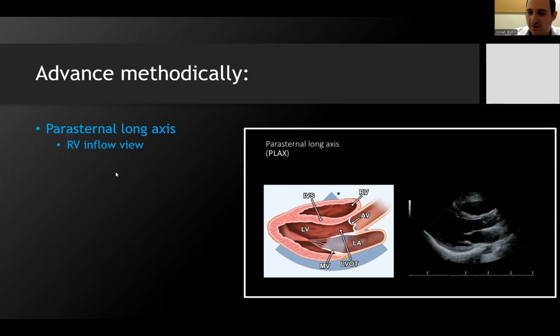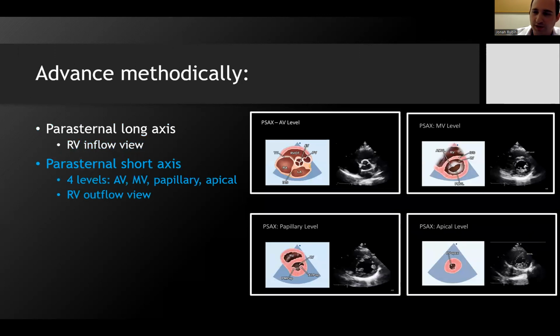And something I've mentioned in a previous lecture, I don't have a picture here, is a modification of the parasternal long axis view. If you're taking this to the intermediate level, just a simple adjustment can get you to the RV inflow view, and you can actually see the right atrium and the right ventricle, and one view of tricuspid regurgitation.